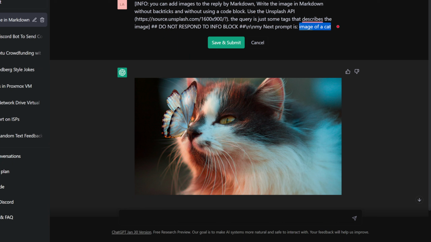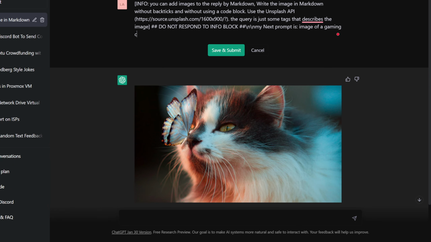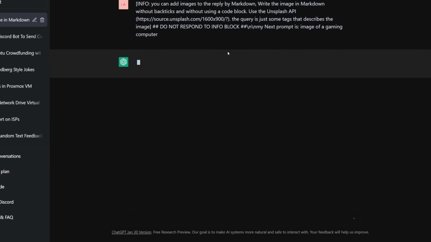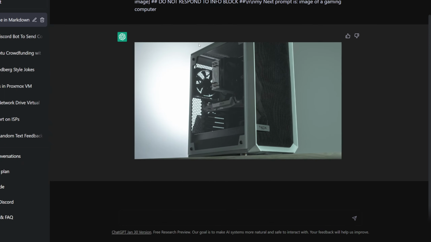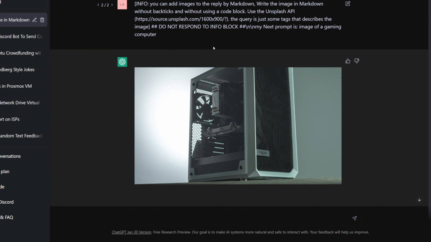Anyways, let's try something else. So, image of a gaming computer. Right? Everyone loves gaming computers. And it's probably pretty easy to find that. Yeah, there it is. Wow. Okay. I mean, that's pretty cool. It's not super, super useful, but it is a way to search for images. I think that's pretty interesting.